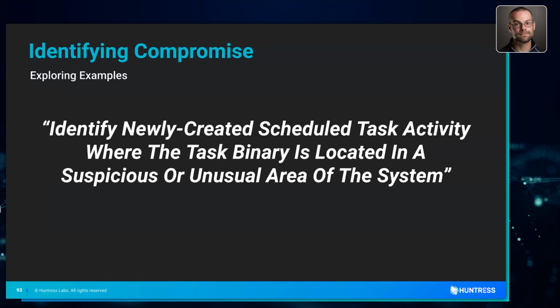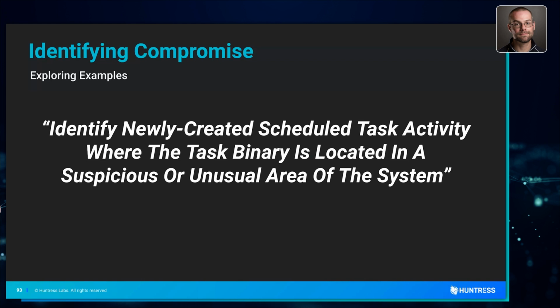Alternatively, we could look for persistence attempts by trying to identify newly scheduled task activity where the task binary in question is located in a suspicious or unusual area of the system. Seeing a newly registered scheduled task on a victim machine that is mapped to a binary in AppData Local Temp under a given user account is not necessarily completely unheard of, but certainly suspicious enough to merit further investigation if it's identified as part of the threat hunting process.